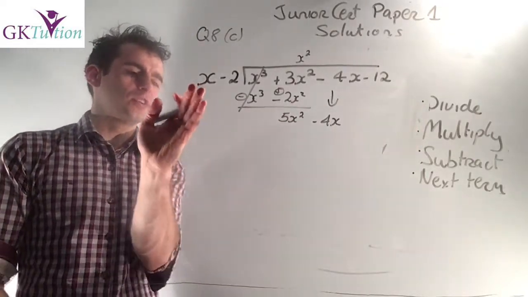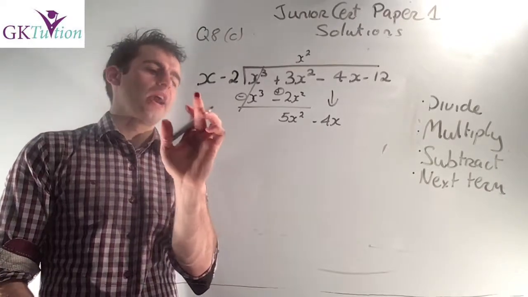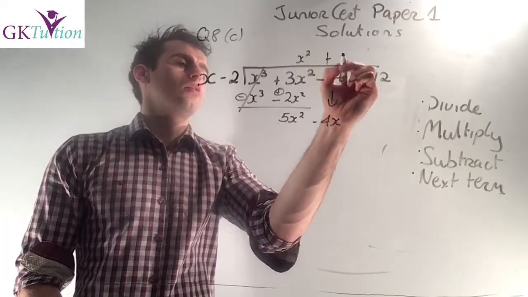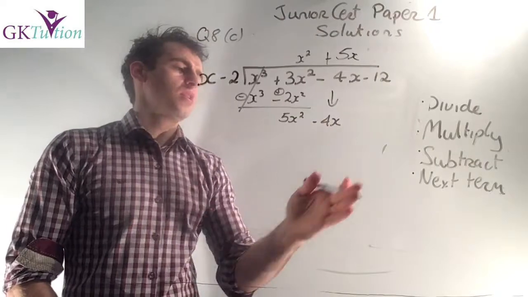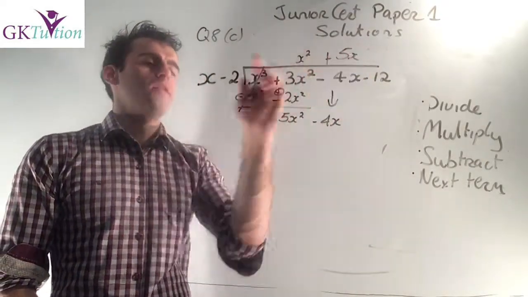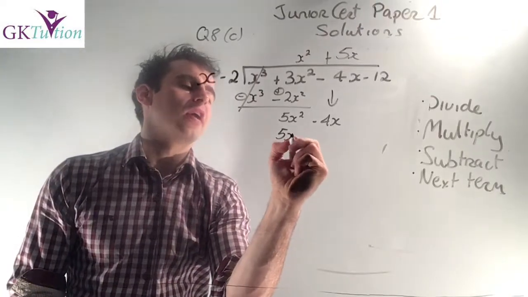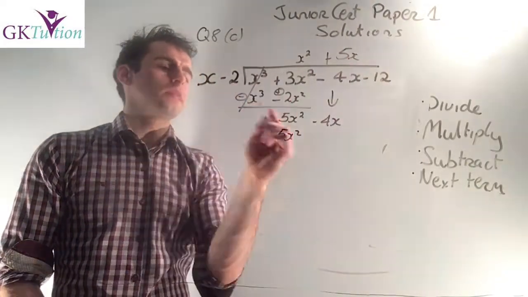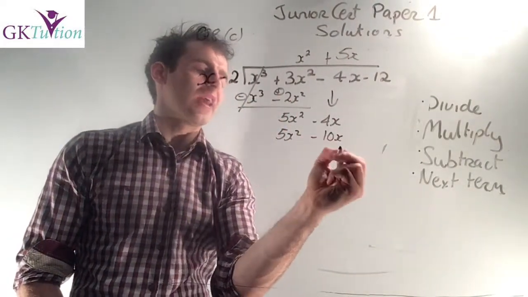We divide the first thing here into the first thing here. x into 5x squared goes 5x times. Now you're going to multiply 5x by both of these. 5x by x is 5x squared. 5x by minus 2 is minus 10x.